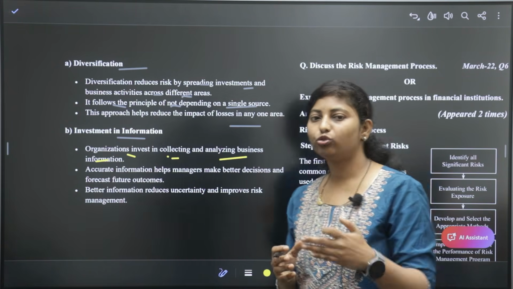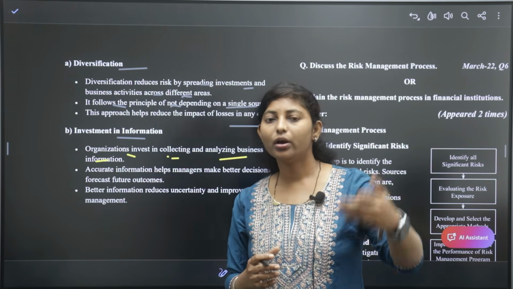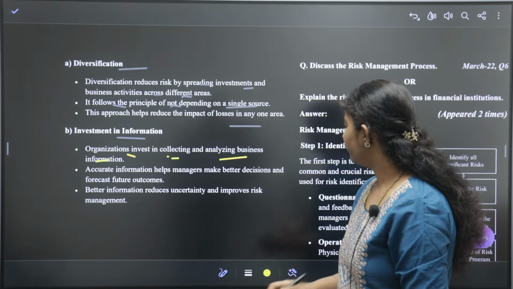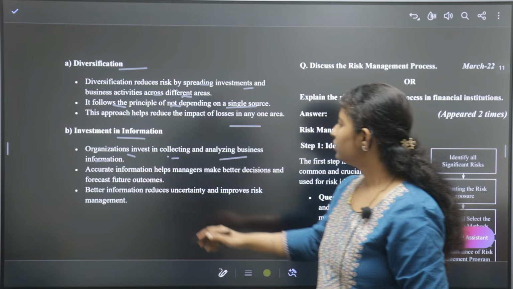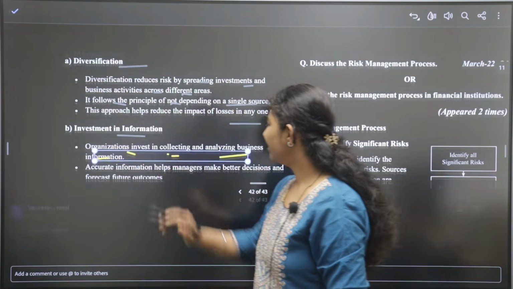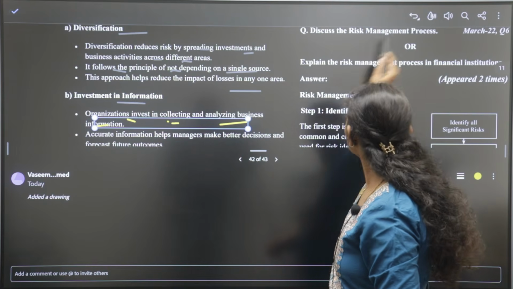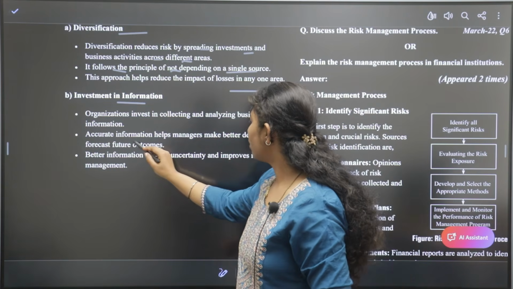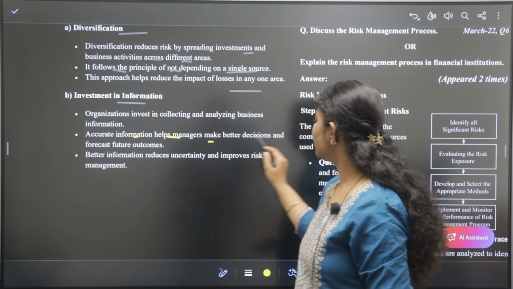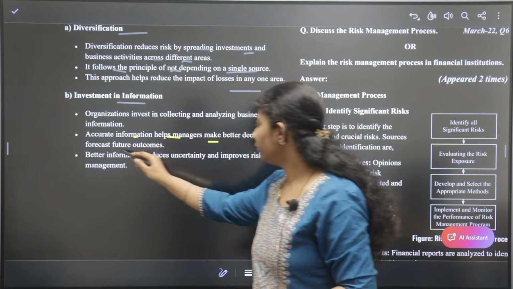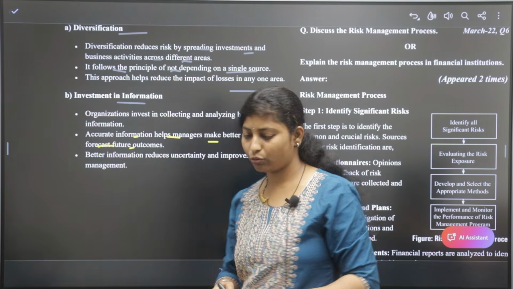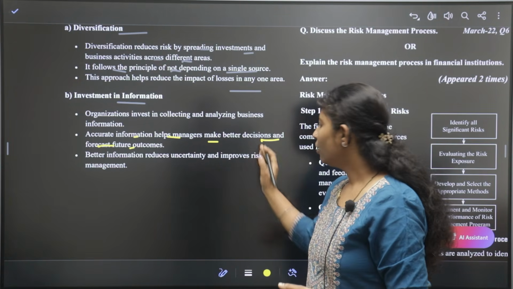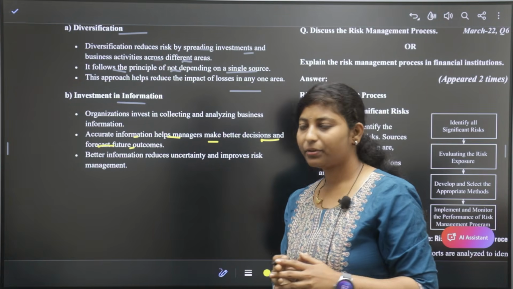Okay, it gives different strategies and techniques to manage all the things, and it will also help to achieve its goal very easily. So they are ready to invest only to gather the information. And next, how it helps: information helps managers make better decisions and forecast future outcomes. It is also going to help our top management or managers, where they can take a better decision about the business.